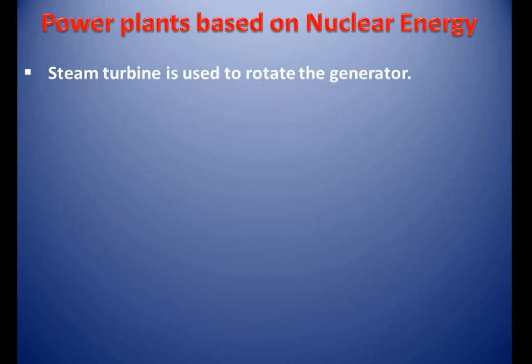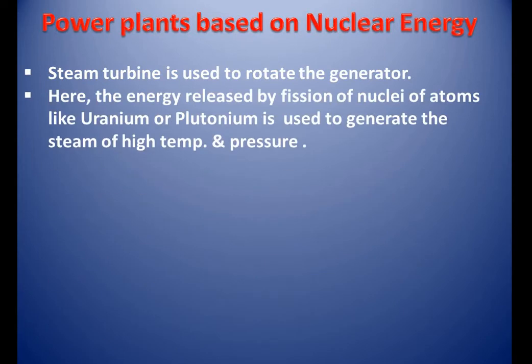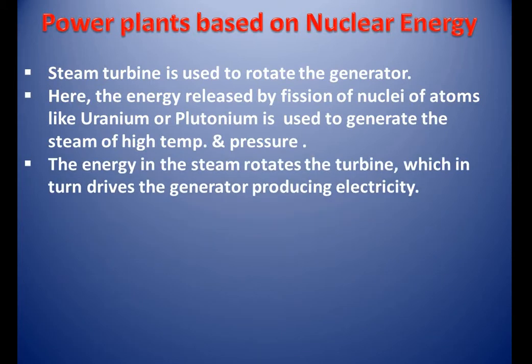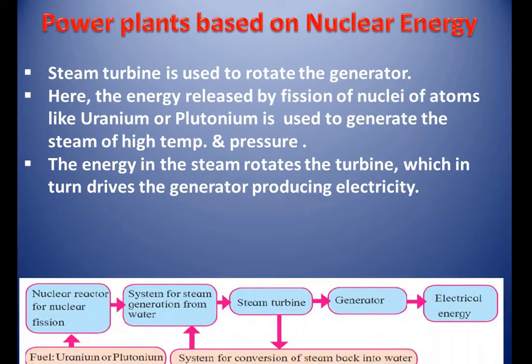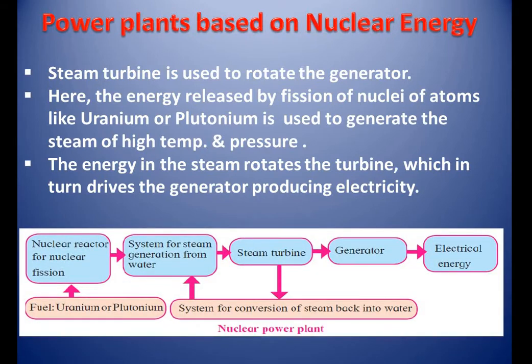In this power plant also, a steam turbine is used to rotate the generator. But here, the energy released by fission of nuclei of atoms like uranium or plutonium is used to generate steam of high pressure. The energy in the steam rotates the turbine, which in turn drives the generator, producing electricity. Here is the flowchart of the nuclear power plant.